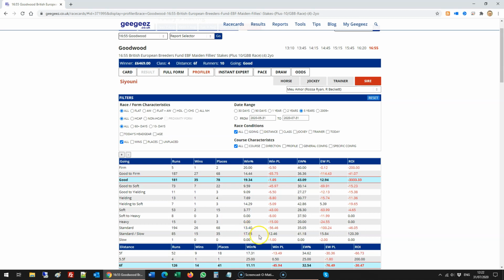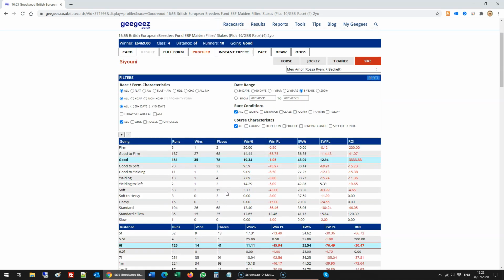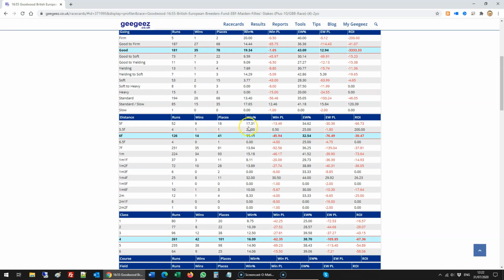On the all-weather, again, you've got to be careful with the sample sizes, but here we're looking at around, maybe slightly above the 14% mark, but certainly soft ground I'd be apprehensive. The win strike rate is very low. The place strike rate is a good bit lower as well. So Siuni's like the top of the ground. There's a little angle that personally I didn't know about before recording this video right now.